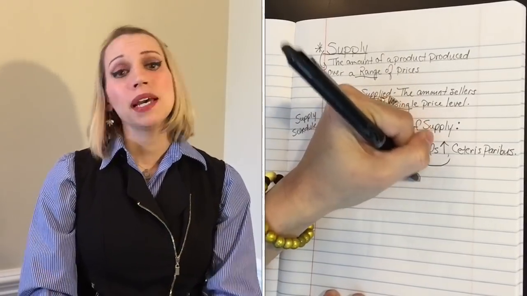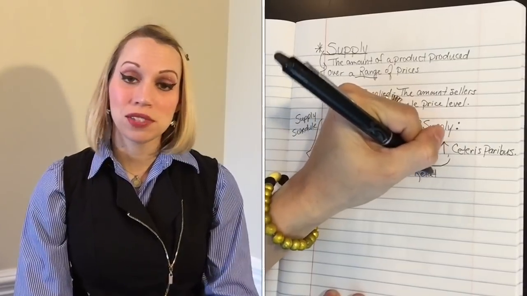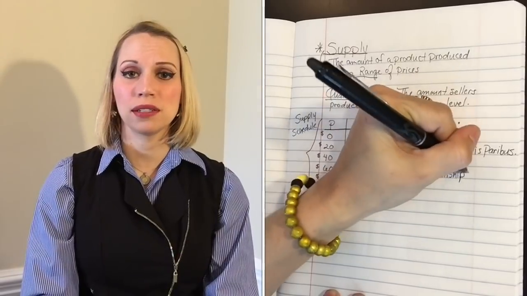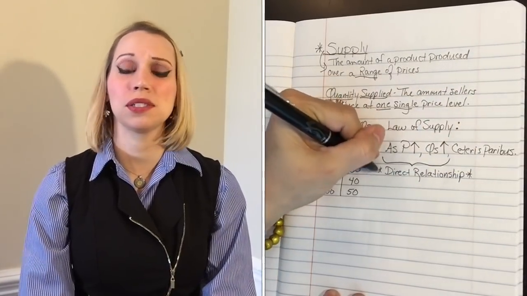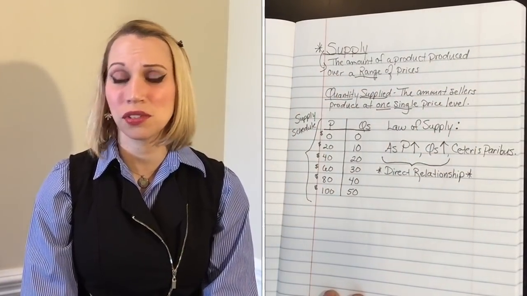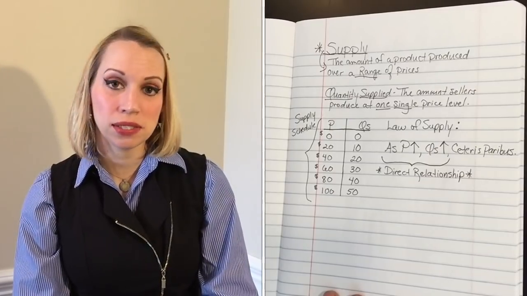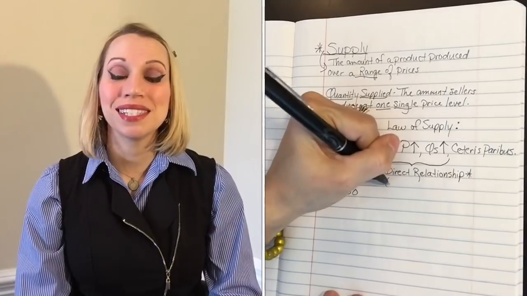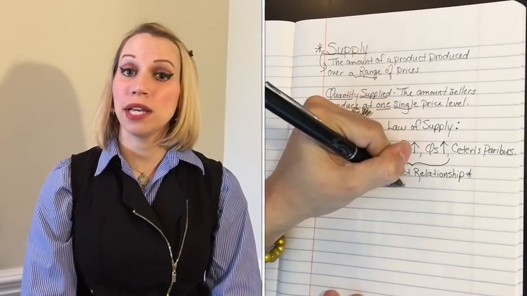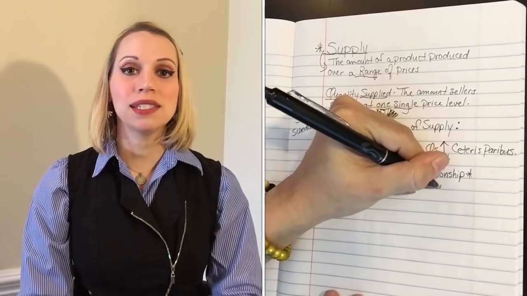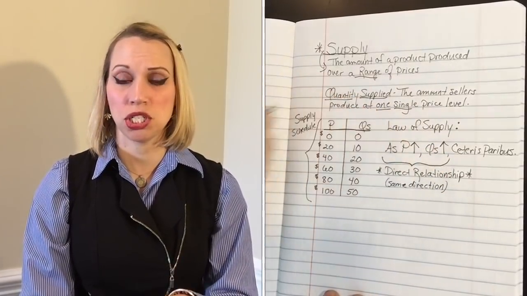On the flip side, if the price of something goes down, then that means that it's less profitable for suppliers, and so they're less willing to supply that good or service. So the quantity supplied would fall. So price and quantity supplied move in the same direction. They are either both going up or both going down. This is a direct relationship.